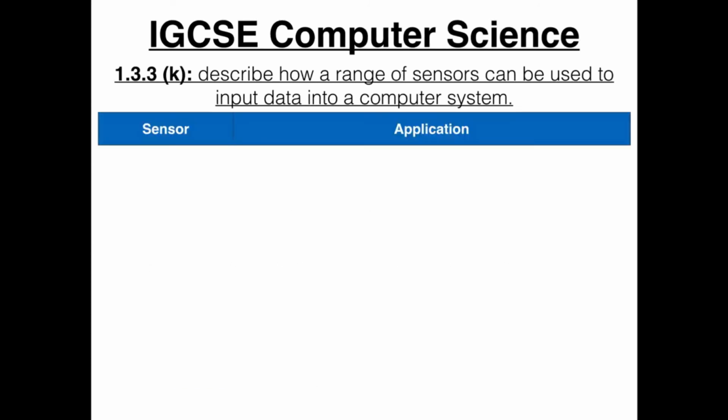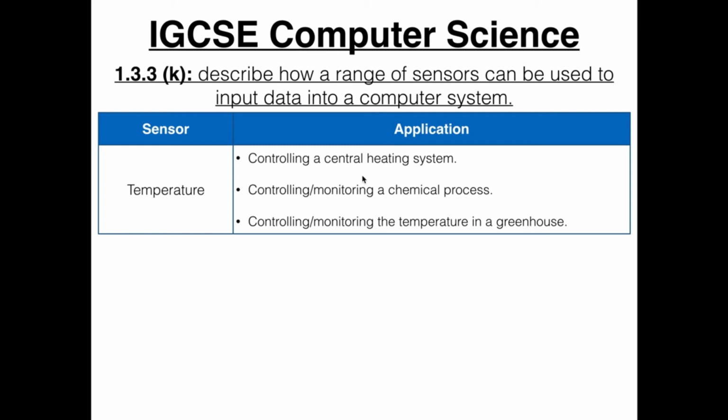So let's look at the sensors and the application of the sensor. So temperature we'll start with. So temperature can be used to control a central heating system, and controlling and monitoring a chemical process, and controlling and monitoring the temperature in a greenhouse.